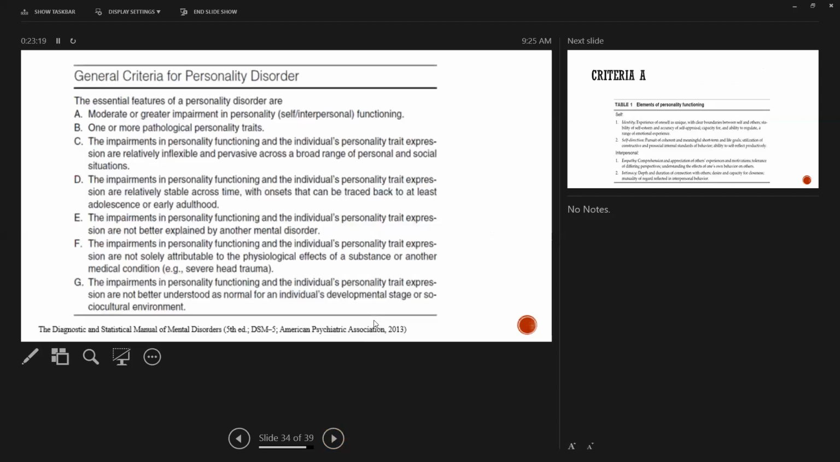Now, this is the general criteria for personality disorder: that a moderate or greater impairment in personality functioning is present, and one or more pathological personality traits. Impairments in personality functioning and in the individual's personality traits are relatively inflexible, pervasive across a broad range of personal and social situations. And the impairments are relatively stable across time, and the onset can be traced back to at least adolescence or early adulthood, and they cannot be explained by another mental disorder, not attributable to the physiological effects of a substance or another medical condition. And the impairments are not better understood as normal for the individual's developmental stage or socio-cultural environment.